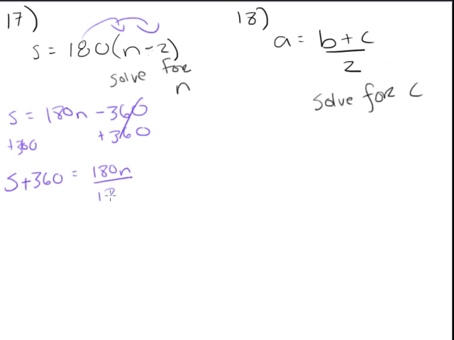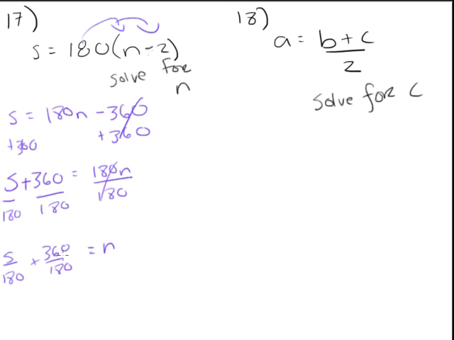Then I'm going to divide by 180, so I have n by itself. That cancels out 180 on the right hand side. And remember to divide each term on the other side by 180. Okay, so I'm going to have n by itself. s is going to be over 180, add 360 divided by 180.